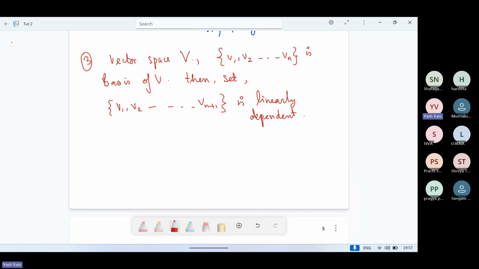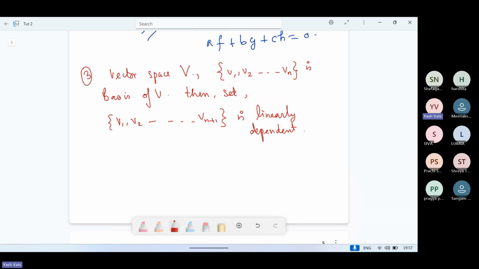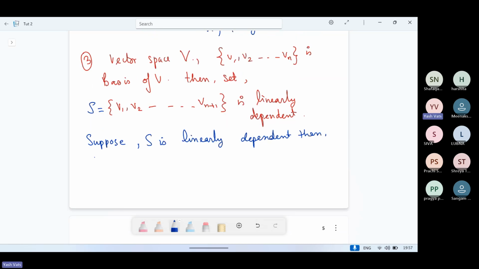So it's very easy to check whether it's linearly dependent or independent. So once again, we do the same thing here as well. So let's say suppose S is linearly dependent. Then there exist a_i, i varies from 1 to n plus 1, such that the summation a_i v_i, i equal 1 to n plus 1, is 0, right?